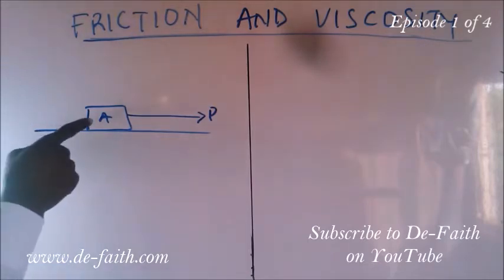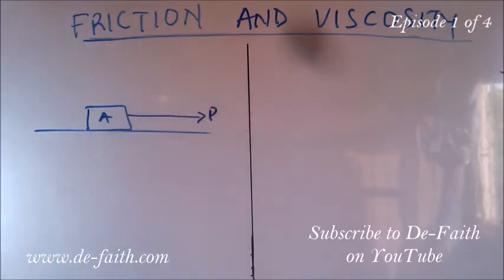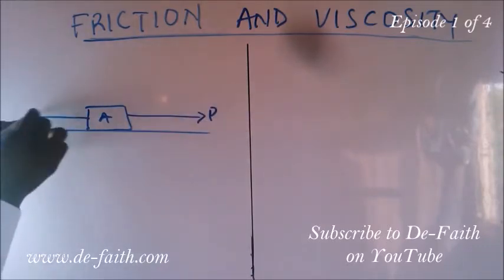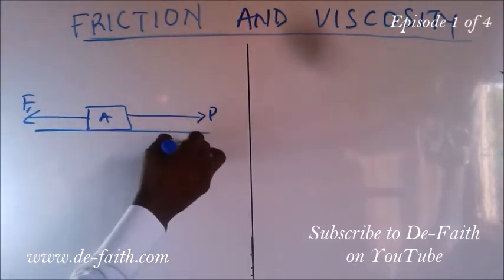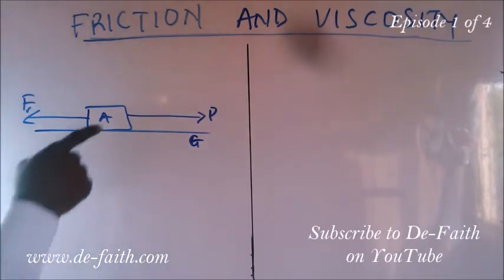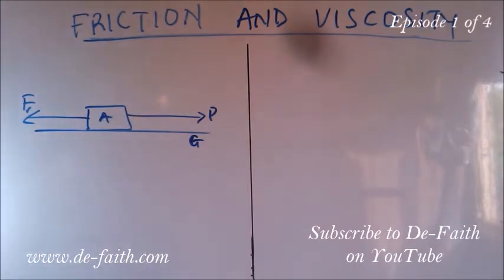The force that is not making it move in this direction as fast as you want moves it in the opposite direction, and that opposite direction here is the frictional force. It is basically a force that acts at the surfaces of A and the surface of this ground. It opposes the motion of A over G, which is the ground.